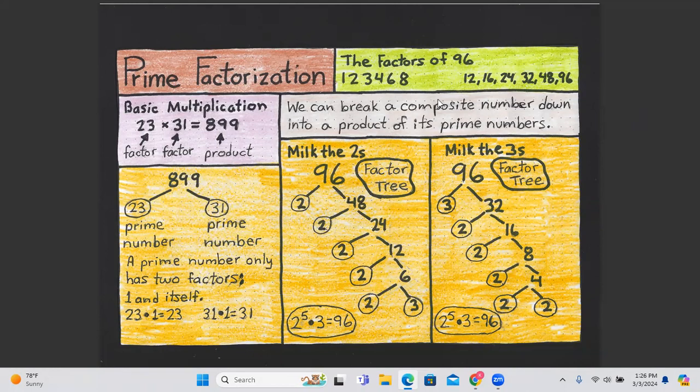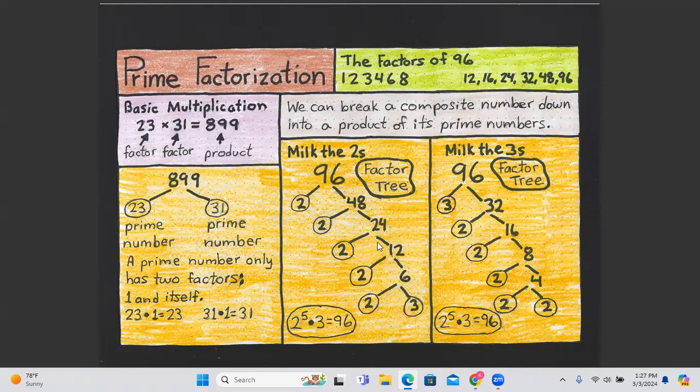Now let's take a look at our example in which we had 23 times 31 equals 899. 23 is a factor, 31 is a factor, which leads to the product of 899 when you multiply these two factors. By the way, 23 and 31 are prime numbers. And if you remember from previous videos, a prime number is a number that only has two factors, one and itself.